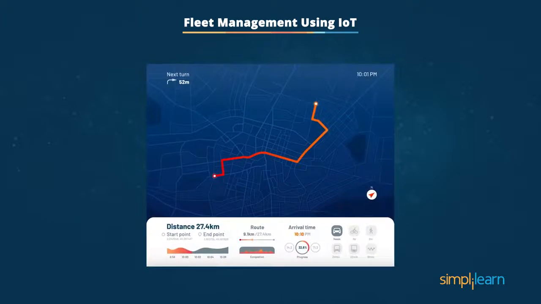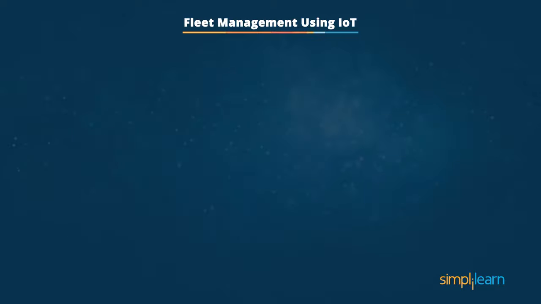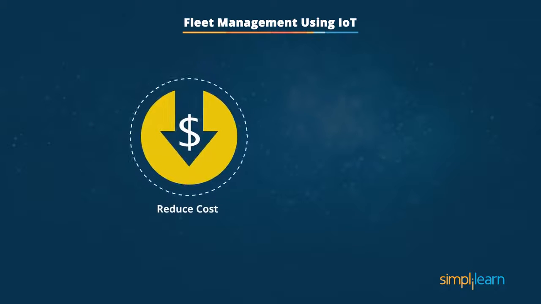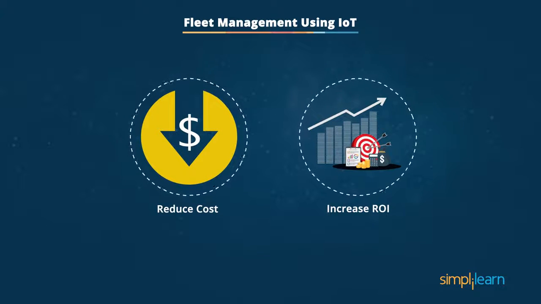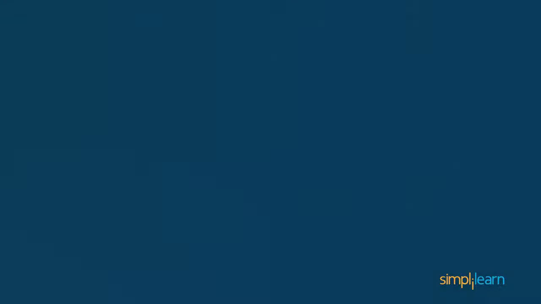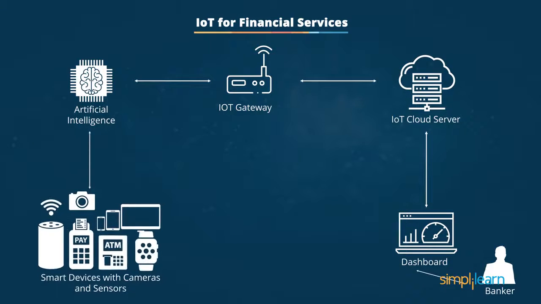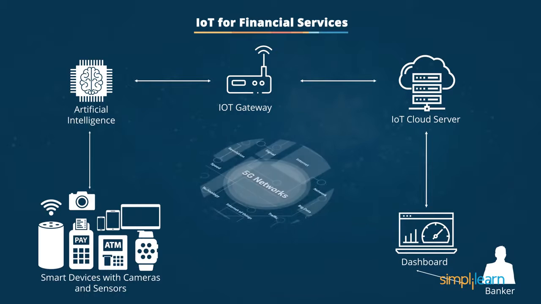You can get real-time information on the routes that the fleet takes. There are OBD devices that can be used to track vehicles' behavior and performance, including fuel consumption and mileage. This can reduce the total cost and provide greater return on investment. According to a recent study, the IoT market will increase to $8.28 billion by 2021. Sensors linked to artificial intelligence help the bankers track all the activities in the back end. The advancements of mobile phones and digital assistants, along with 5G connectivity, make customer experience seamless.